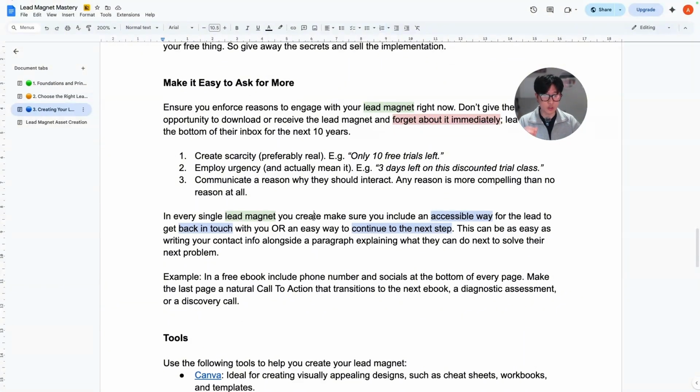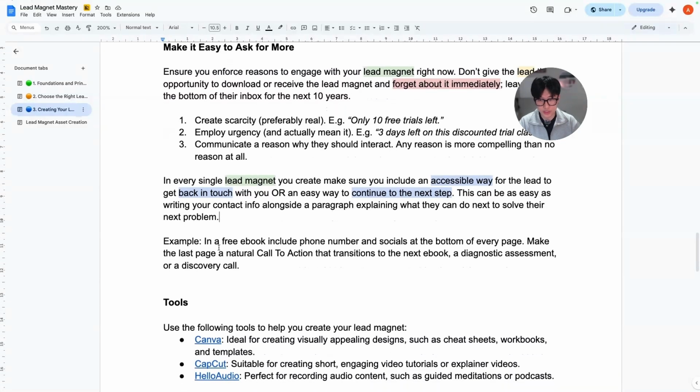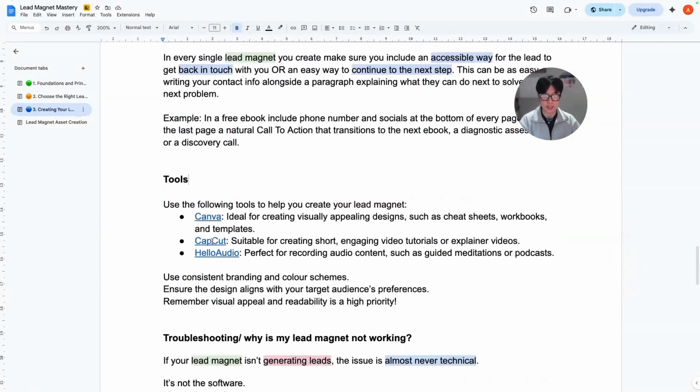In every single lead magnet you create, make sure you include an accessible way for the lead to get back in touch with you, or an easy way to continue to the next step if that is the logical progression. This can be as easy as just writing your contact info alongside a paragraph explaining what they can do next to solve their next problem. Another example, in a free ebook, you can include your phone number or socials at the bottom of every page in the footer section, or you can make the last page a natural call to action that transitions to the next ebook, a diagnostic assessment, or a discovery call, or you can do both at the same time. It's a great way to do it.